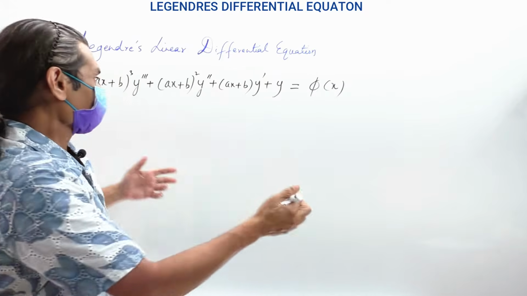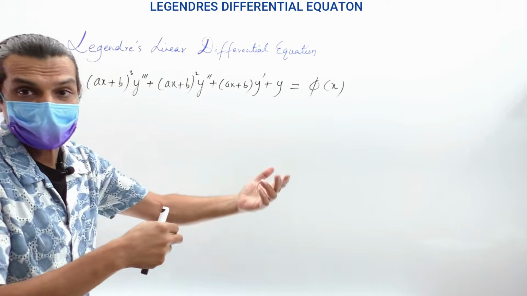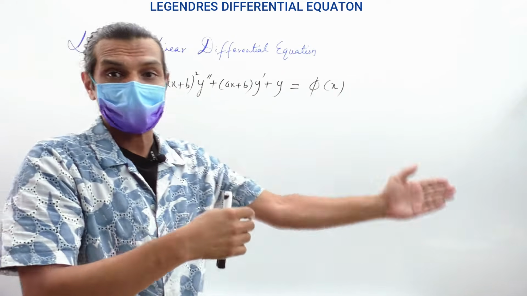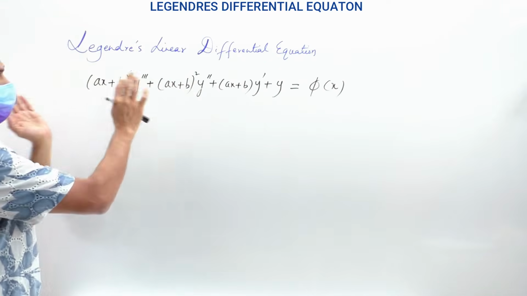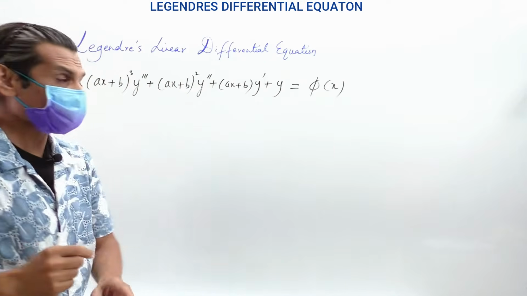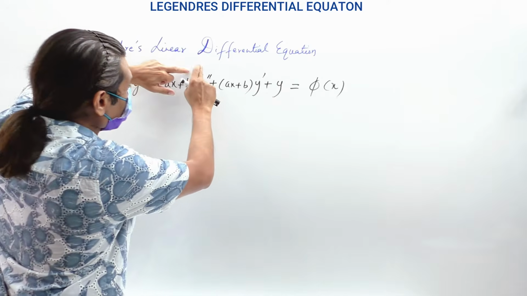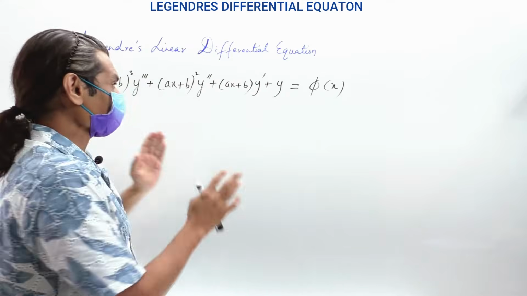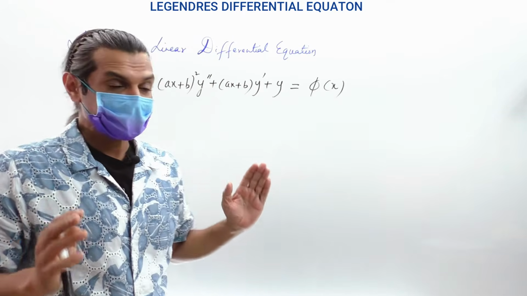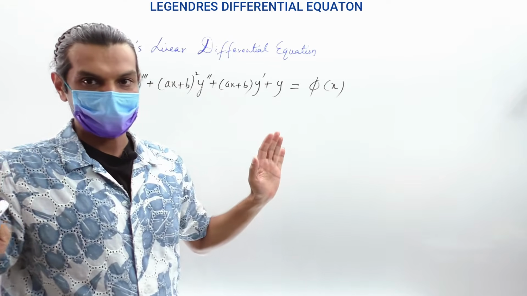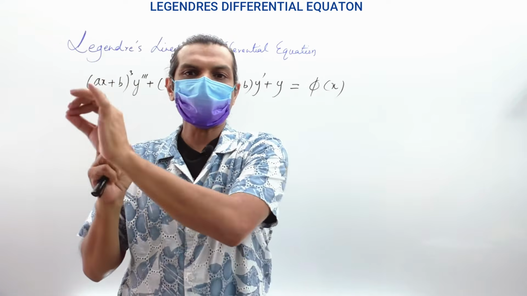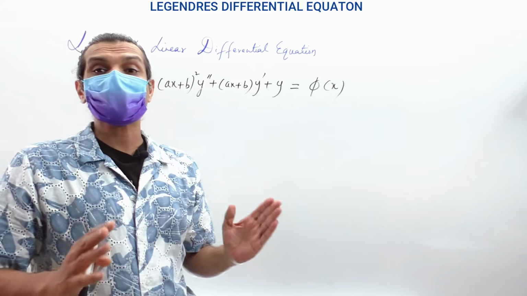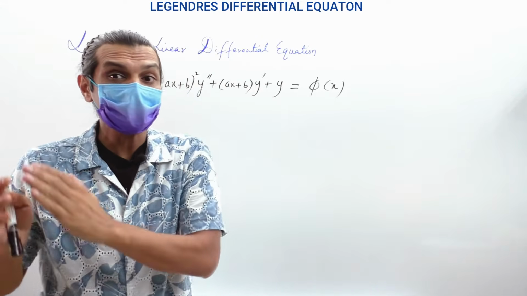Say for example, the question can be (2x plus 1) the whole cube y triple dash and (2x plus 1) the whole square y double dash, or (x plus 1) the whole square, (x plus 1) y, and so on. The question will have repeated ax plus b terms. But remember one thing: there should be the cube with y triple dash, the square with y double dash, and the single power with y dash, and so on. This is how to identify a Legendre's differential equation. An equation like this will be Legendre's, in the ax plus b form, or 2x plus 1, 3x plus 2, x plus 1, something like that. Clear?